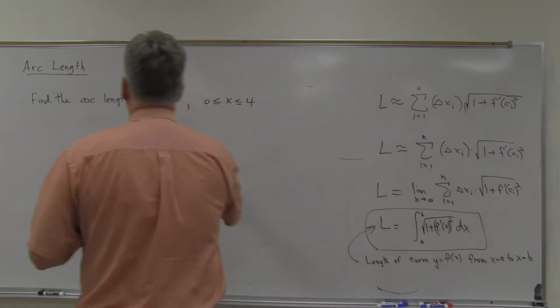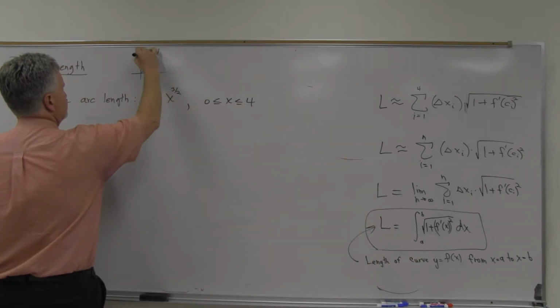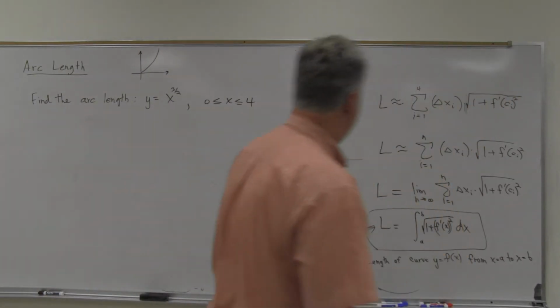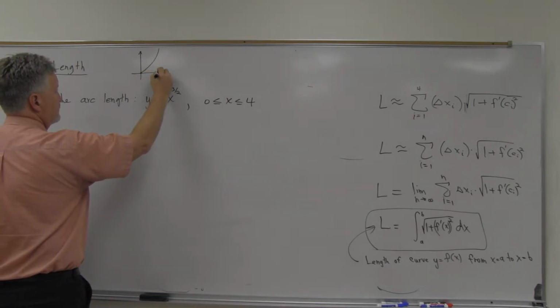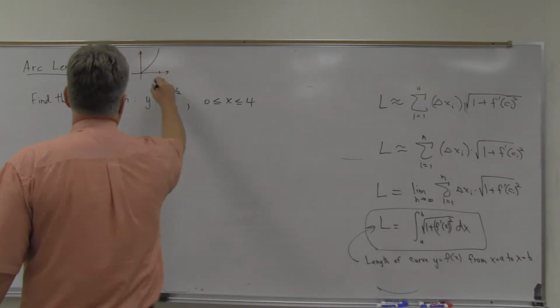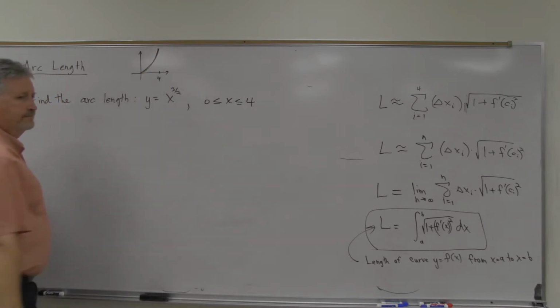Yeah, all right, so it looks like this. That's what y equals x to the 3 halves looks like. So I'm finding the arc length from here, from 0 up to 4. So this is what I'm finding.